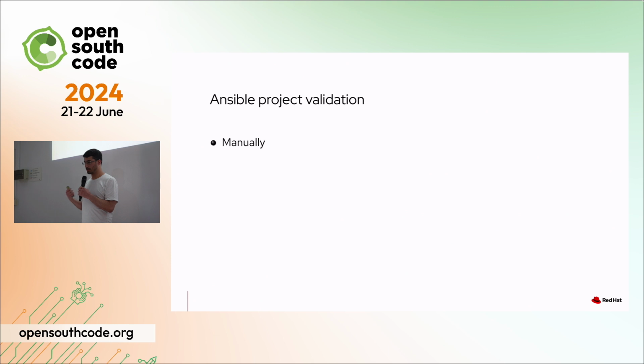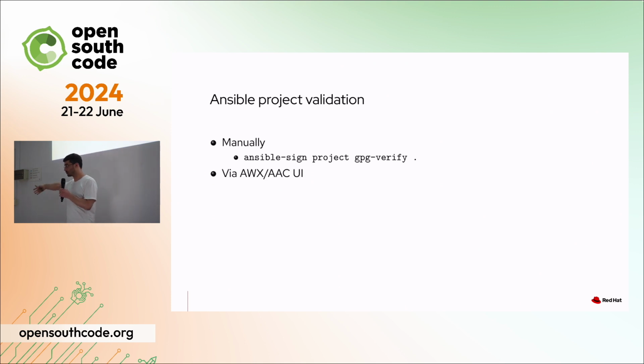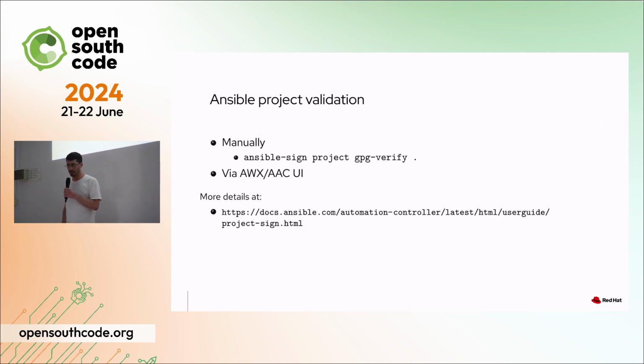To validate it, you can either do it manually. For instance, on your developer laptop, you can validate that the project has been signed properly. To do this, you can use the same command, ansible-sign project, but gpg verify instead of gpg sign, and then the path as well. Or it can be done on AWX or Ansible Automation Controller itself. Immediately before running it, the controller can check whether the signature is okay or not. And there is the usual link to the whole documentation on exactly how to do this.